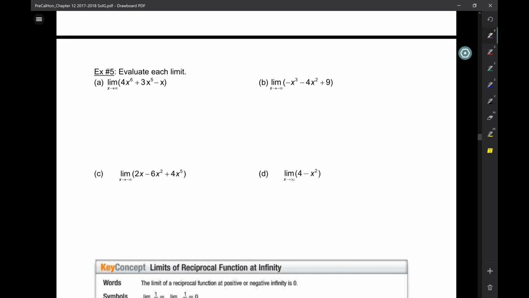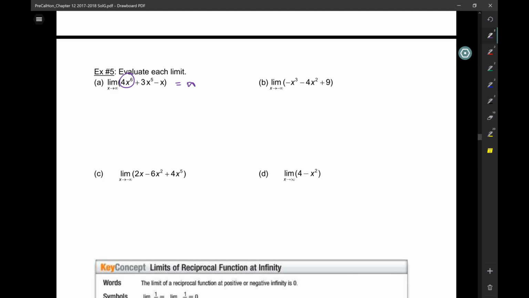Here I have a polynomial function, 4x to the 6, 3x to the 5, and so on. At x equals infinity, which of these terms is the only one that matters? 4x to the 6. And as x, okay, so that's an even function. Both will either end up or down. In this case, both are up. So as x approaches infinity, this is positive infinity.